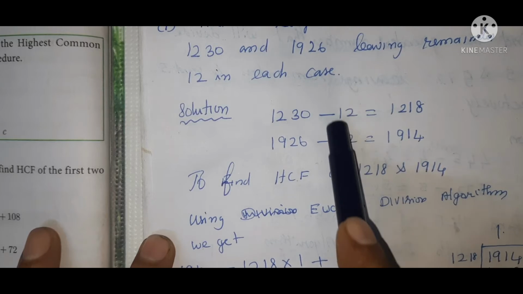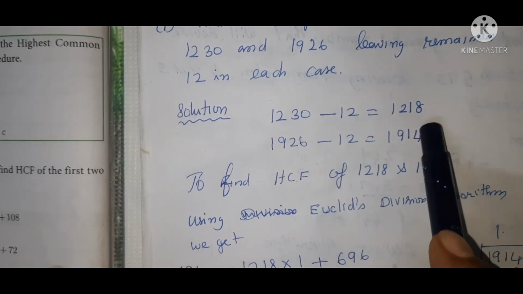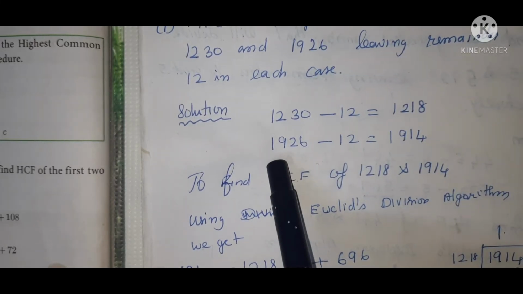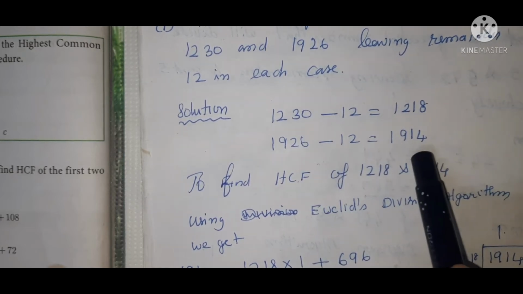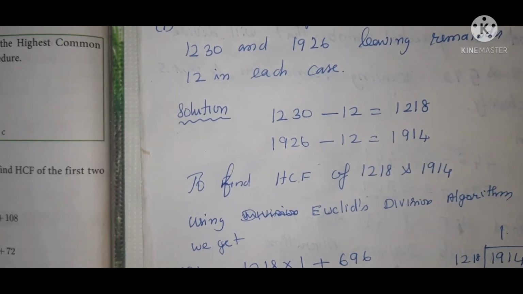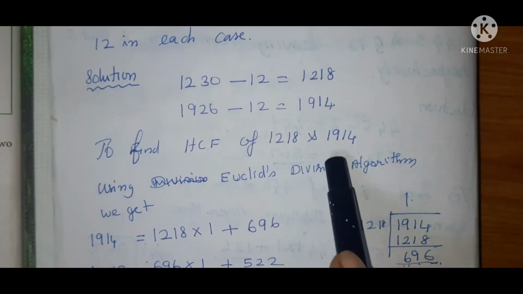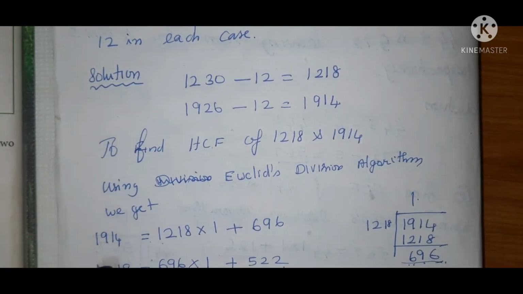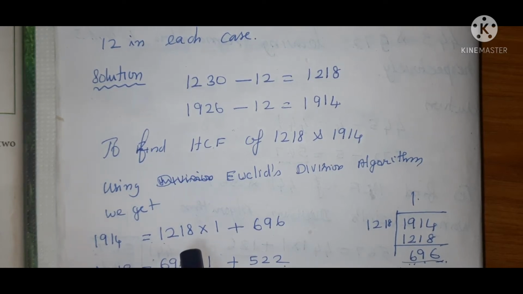1230 minus 12, where 12 is the remainder, we get 1218. 1218 is exactly divisible by the number. 1926 minus 12, we get 1914. That 1914 is exactly divisible by the required number. To find the HCF of 1218 and 1914 using Euclidean division algorithm, here 1914 is the dividend, 1218 is the divisor.